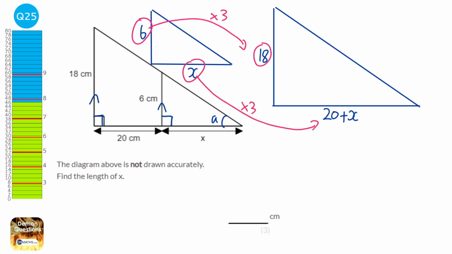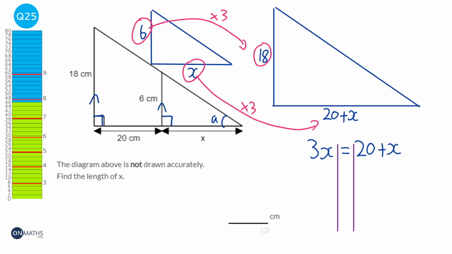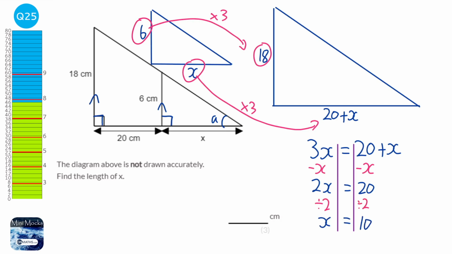So we can write that down. 3x, I'm timesing the x by 3, and that will give me 20 plus x. And so I can solve this now. Subtract x both sides. Always subtract the smaller amount, so 2x equals 20, and then divide both sides by 2. And so we've got x equals 10. So we know that x equals 10, it says find the length x, and so that will be 10.